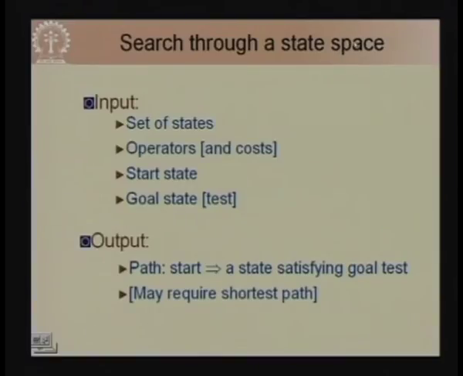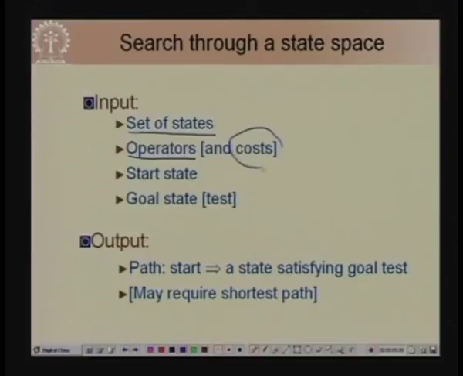Now, in a state space search problem, the input is a set of states, a set of operators, and maybe costs associated with the operators. There is a distinguished state called the start state, and there is a goal test which tells us whether we have reached a goal state small g, which is one of the goal states. A path starts from the initial state, and it is a sequence of actions or a sequence of states, and the last state satisfies the goal test.